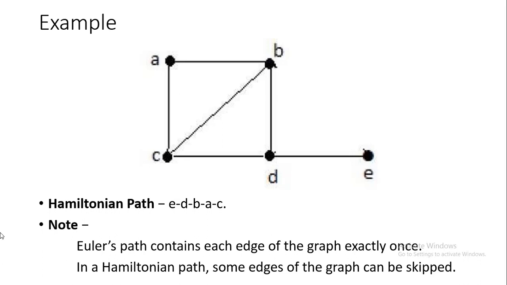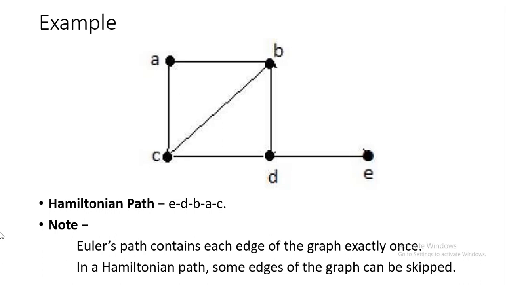Note, this means the Euler path contains each edge of the graph exactly once. In the Euler path, you have to visit each and every edge exactly once. But in the case of a Hamiltonian path, it is not necessary. So in a Hamiltonian path, some edges of the graph can be skipped.